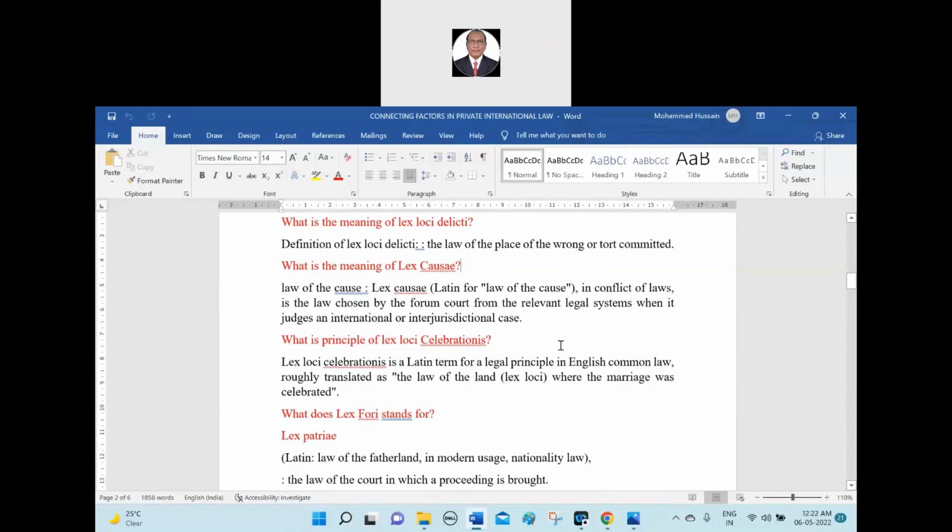So lex causae, we already discussed, is the law of the cause. That is, in conflict of laws, the law chosen by the forum court for the relevant legal system when it judges an international and interjurisdictional case. But there are two factors when you say lex causae. Number one, whether the dispute is tort, contract, matrimonial remedies, or property. Number two, as far as the rule of law is concerned, which country's law could be used to give justice to the party? Whether the lex fori or lex loci, where the right is claimed.